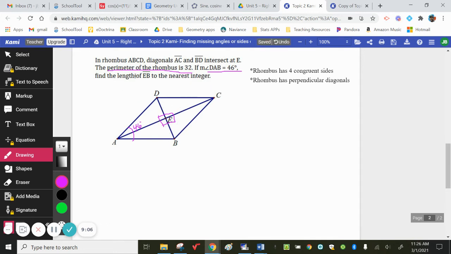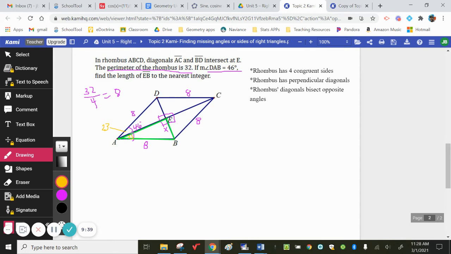Now, the goal is to find the length of the segment from E to B. I'm going to call this length x right here in this triangle. One other fact I pointed out is that the rhombus's diagonals bisect opposite angles. So when angle DAB measured 46 degrees, that means each of these angles, DAE and BAE, has to measure 23 degrees. Since the perimeter divided by 4 is 8, each length of the sides of the rhombus is 8.